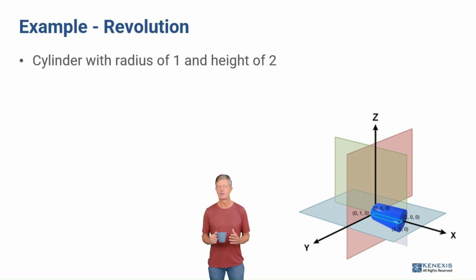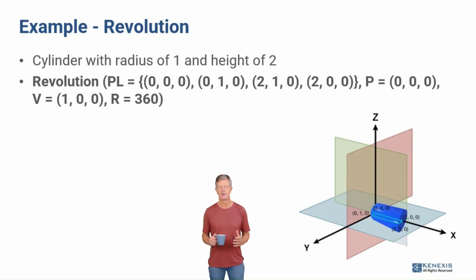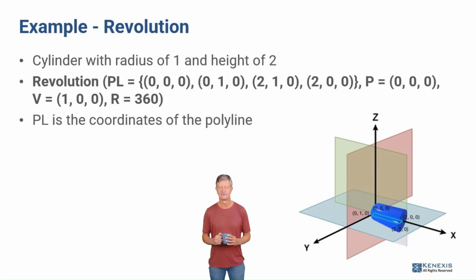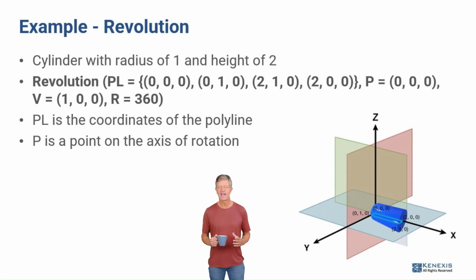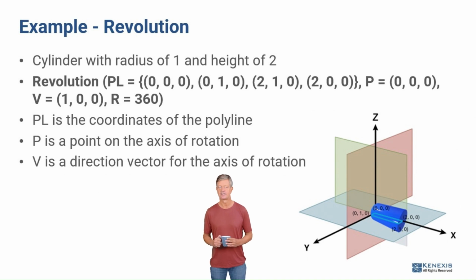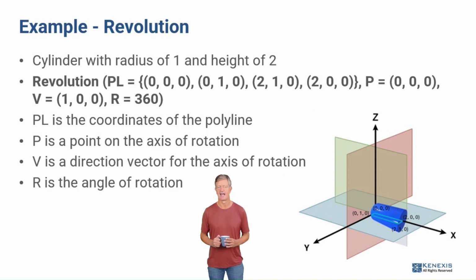We can write our cylinder mathematically as a revolution where polyline PL equals 4 points, with the first point being 0, 0, 0, the second point being 0, 1, 0, the third point being 2, 1, 0, and the fourth point being 2, 0, 0. P equals 0, 0, 0, where P is a point on the axis of rotation, V equals 1, 0, 0, where V is the direction vector of the axis of rotation, and R equals 360, where R is the angle of rotation.